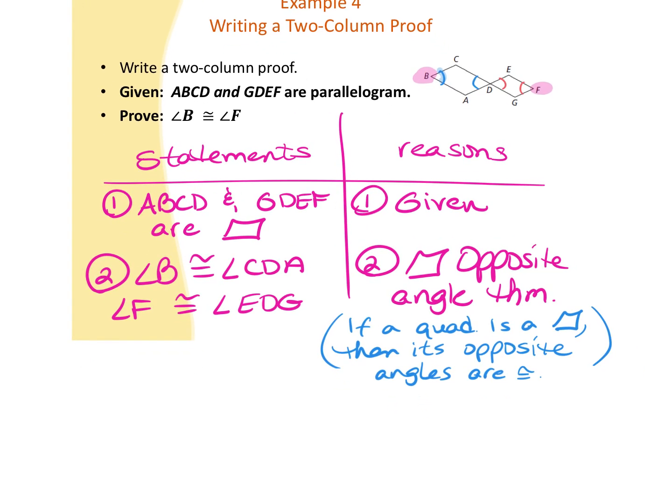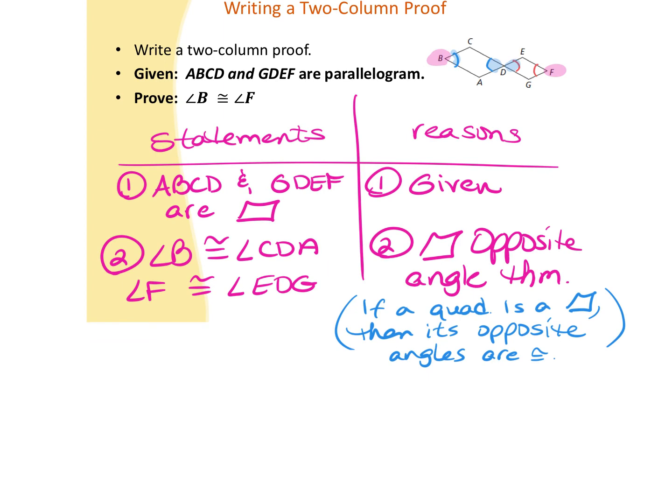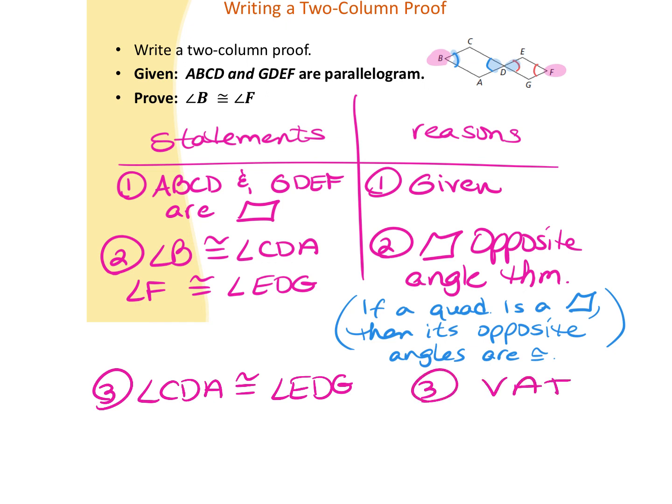Now, the next thing I'm going to show is that these 2 angles here surrounding the D, these are vertical angles. So my next statement is going to show that they're congruent to each other. So I can state that angle CDA is congruent to EDG, and this is the vertical angles congruence theorem. And remember, because I use it so much, I've got an acronym.